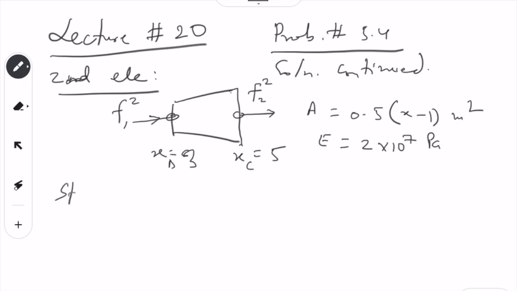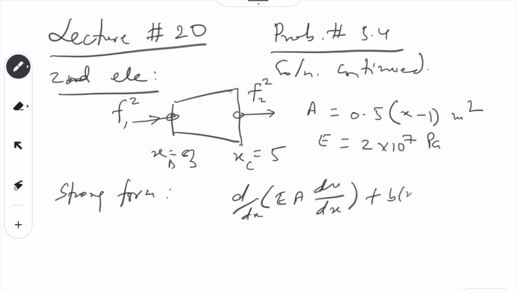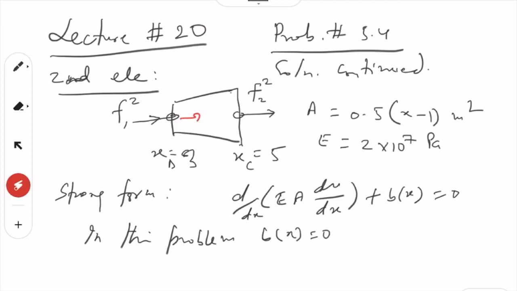So I will start with the strong form. A strong form remains the same for both the parts. So this is d over dx of EA du over dx plus bx equal to 0. Here, however, in this problem bx equal to 0. There is no body force, you do not see any body force here. So bx will be 0.